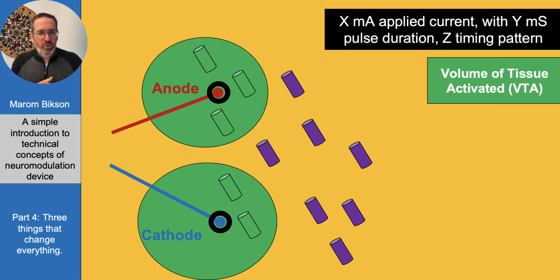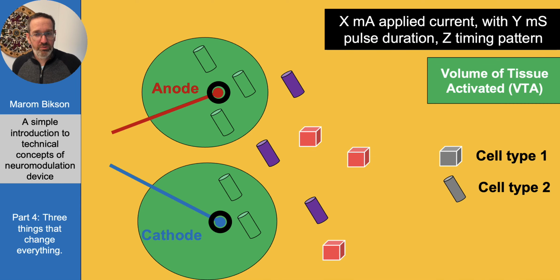I've used this example before where we have stimulation, we have a certain milliamp, we have a certain millisecond of pulse duration. We could talk about timing, burst, kilohertz, and that leads to a certain volume of tissue activated. So the full description of dose leads us to a notion of what volume is activated.